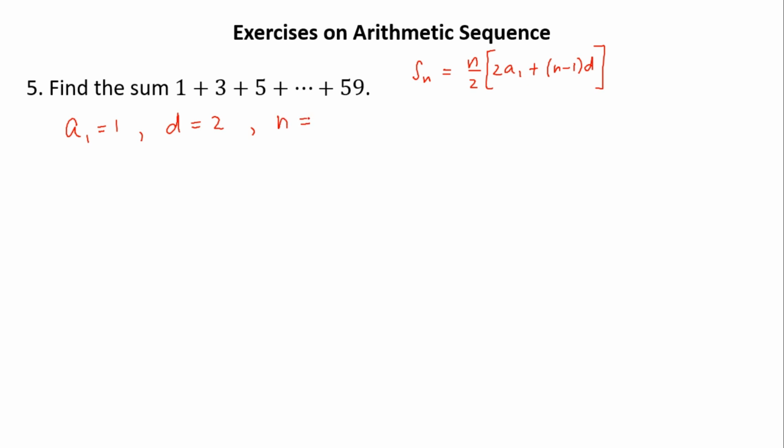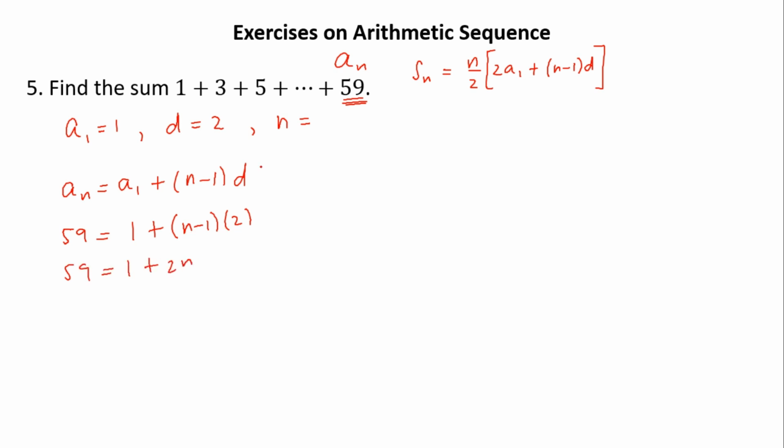Now, to find the number of terms, we can use here the formula for the nth term. Take note that a sub n equals a sub 1 plus n minus 1 times d. We can substitute here the first term, the last term, which is 59. So this is a sub n, the common difference of 2, and then solve for n. So let's do that. So the a sub n here is 59. A sub 1 is 1. So that's 1 plus n minus 1, common difference of 2. So we have 59 equals 1 plus 2n minus 2.